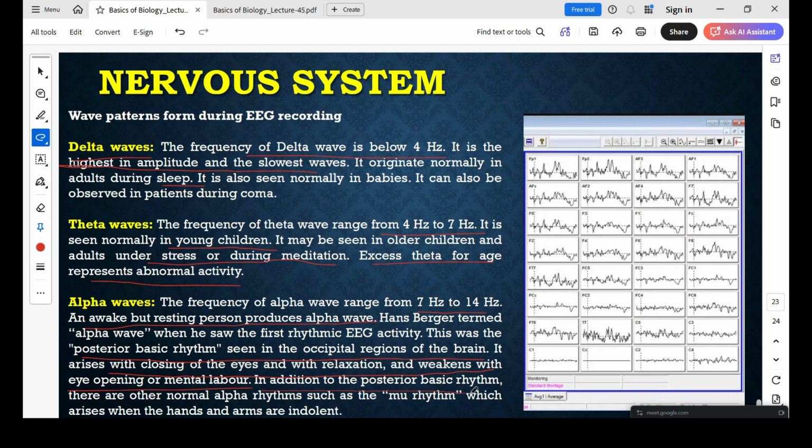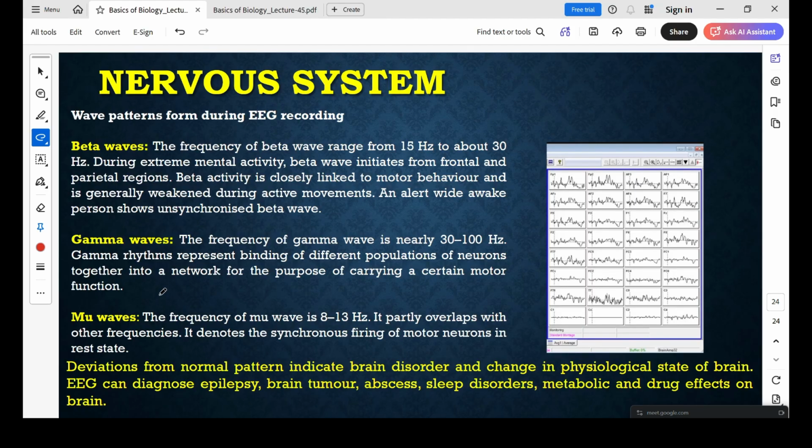In addition to the posterior basic rhythm, there are other normal alpha rhythms such as the mu rhythm, which arises when hands and arms are indolent and non-functional.